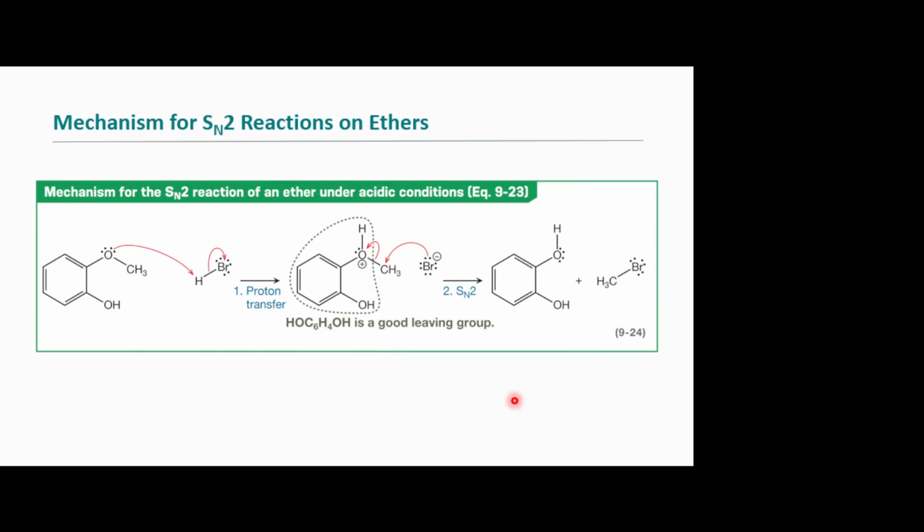Now, the mechanism for an SN2 reaction of an ether under acidic conditions is going to look like this. Again, we have the proton transfer step. We generate a better leaving group, and then we get the SN2 attack. And that will give us our product.